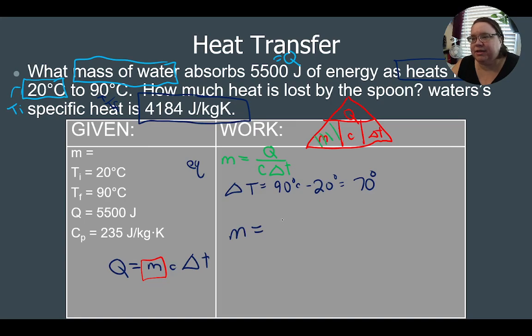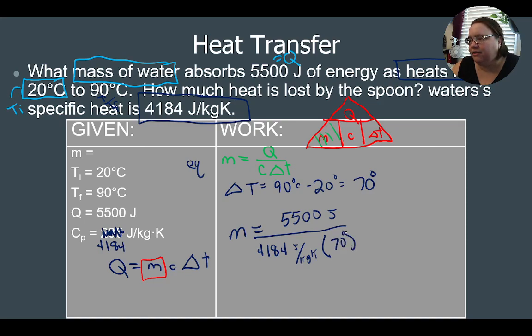My mass is going to be equal to my 5,550 joules divided by my C. Oh, that was the wrong C. Copy and paste was not my friend. There you go. So 4,184 is my C for water. And my delta T was 70 degrees Celsius.